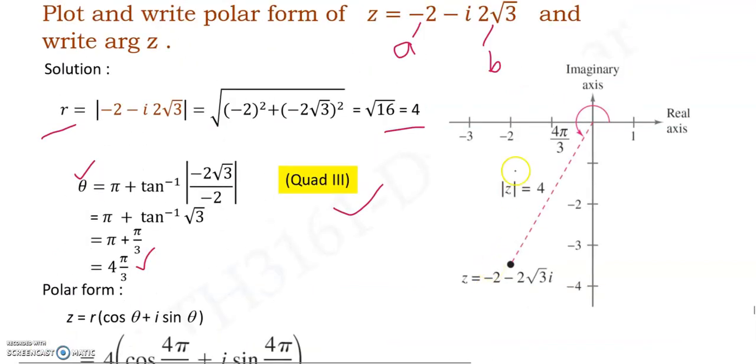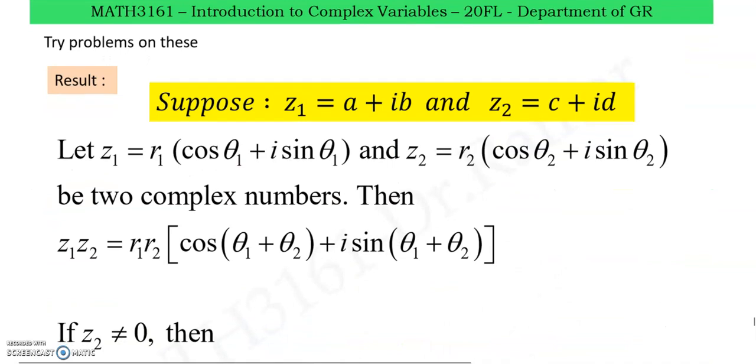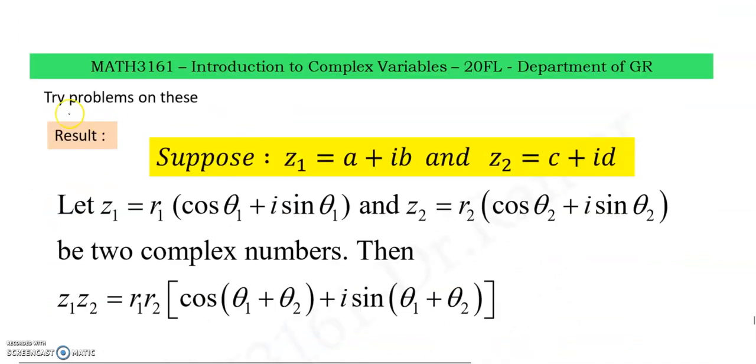Now we can draw the graph for this complex number, that is here. What is the theta value? That is 4 pi over 3, that is here 240 degrees. Then here this is the modulus, then this is your complex number. That's it. Next we will see another note.